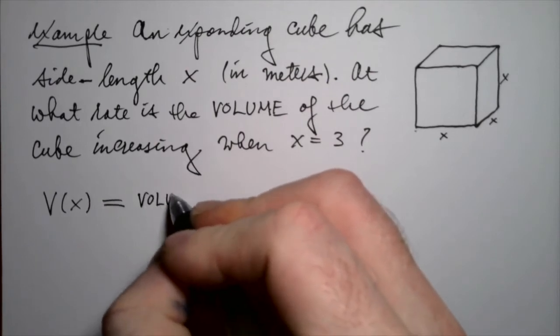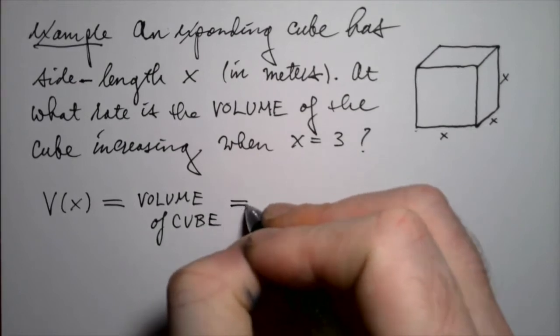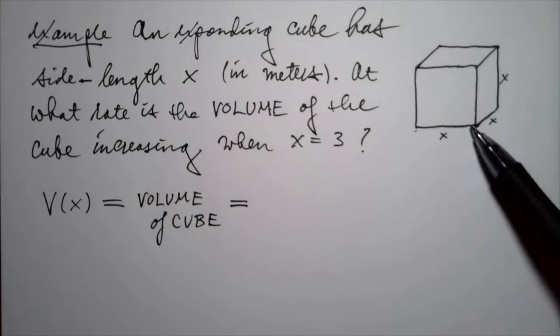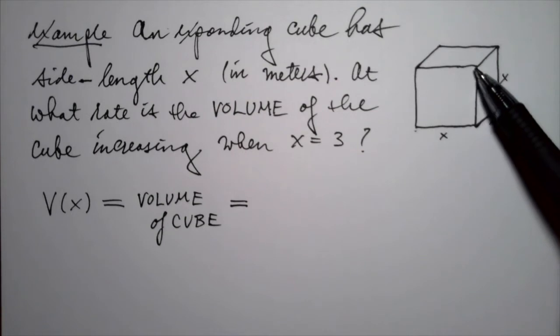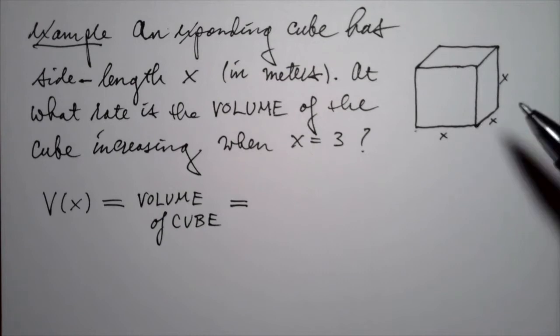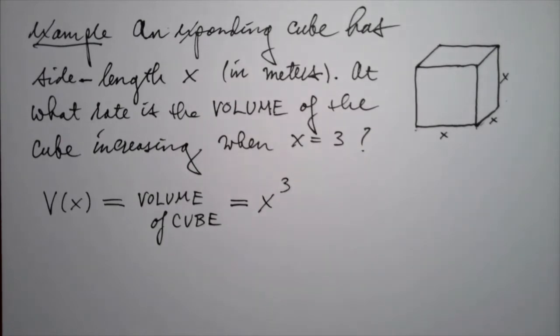So V of x is going to be the volume of the cube as a function of x. What's the volume of this cube? Well, in the side-to-side direction, it has length x. In the vertical direction, it has length x. So this square in front has area x squared. But now that area is moving front to back by a factor of x, so we multiply that area by yet another x. And thus the volume of the cube is x cubed. That's why we say cubed when we take something to the third power, precisely because cubing the side length gives us the volume of a cube.